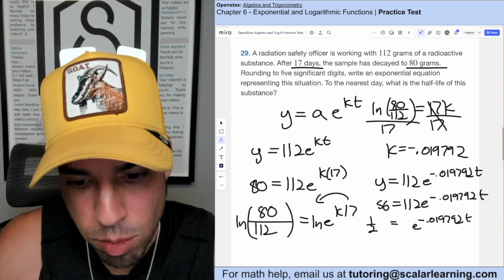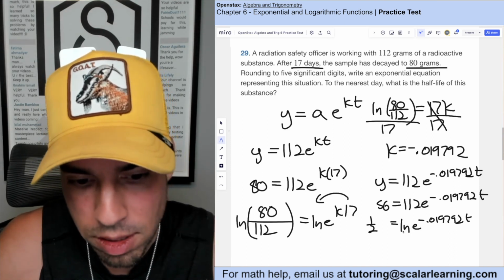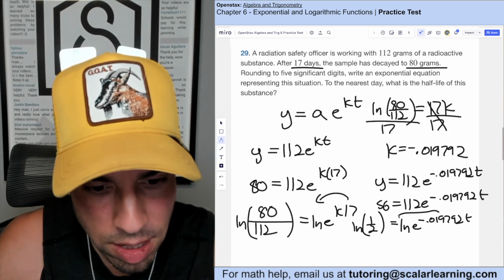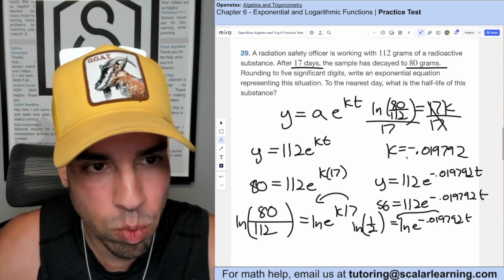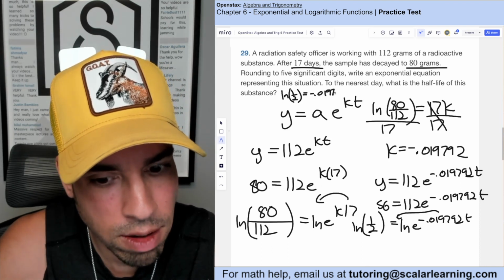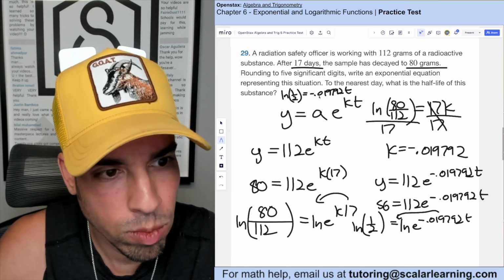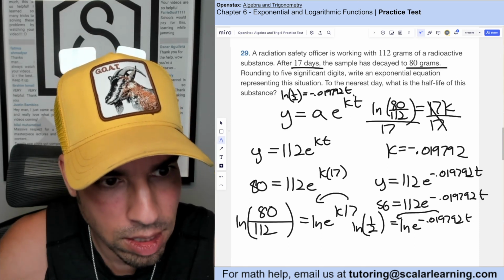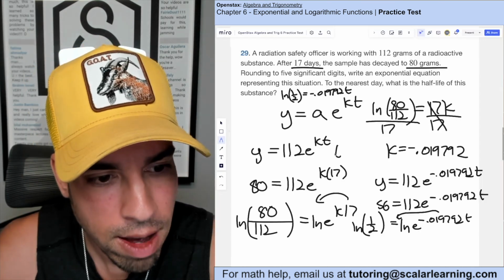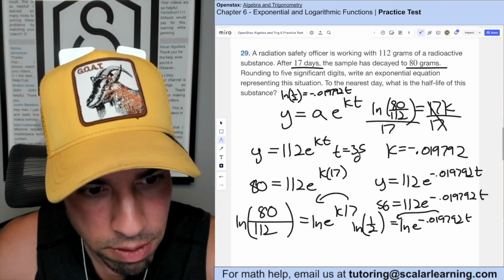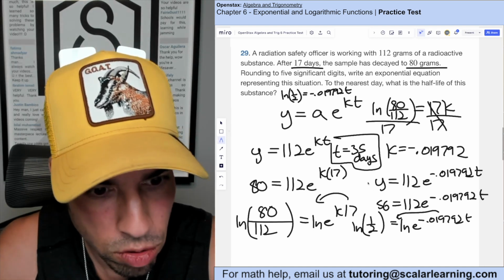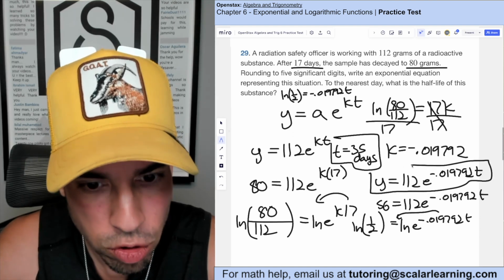Now to bring this variable down from the exponent, I need to take log. In this case, I'll take natural log of both sides, right? And that allows me to bring this down as a coefficient. And again, ln of e is just 1. So now I have ln of 1/2 equals negative 0.019792t. And then we're going to divide both sides by this at the end to get our value for t. And we get this as our final answer, which is about 35. So the half-life is roughly 35 days. So there's your answer for the half-life. Here is your equation right here. Those are your two answers.